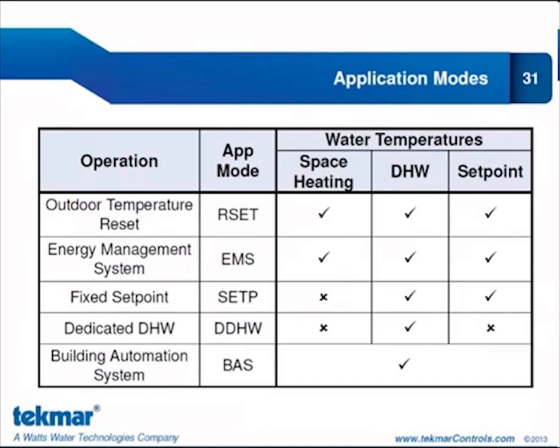We did see in one of the applications the dedicated domestic hot water mode, DDHW. And in that mode, we only have one allowable water temperature, which is for domestic hot water. Lastly, we have the building automation system application mode, BAS. And in this mode, we are receiving one water temperature being communicated over the BAS. And we don't know what that one water temperature is. It could be a water temperature that's applied to space heating or domestic hot water or set point. But we're only getting one water temperature being communicated in. We cannot connect any additional calls to the 284 if we are in BAS application mode.